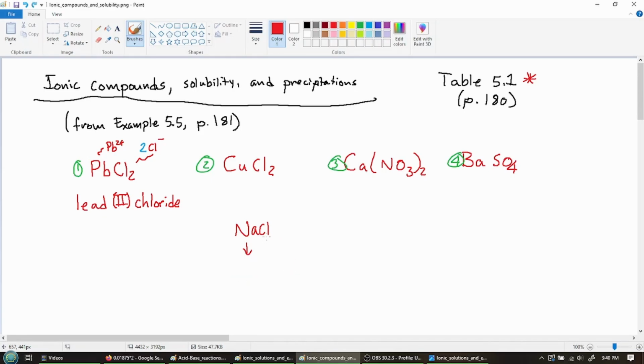So if we look back at our example of lead 2 chloride, I see that chloride is usually going to be soluble, except if it pairs with certain types of ions. Now, is the one that we're looking at one of those? Well, I see silver plus, that's the first one there. I also see mercury 1. It might confuse you at first because it says Hg2 2 plus. So why is it mercury 1?